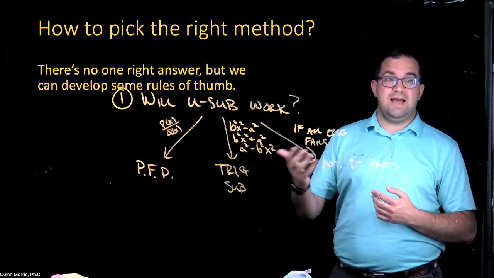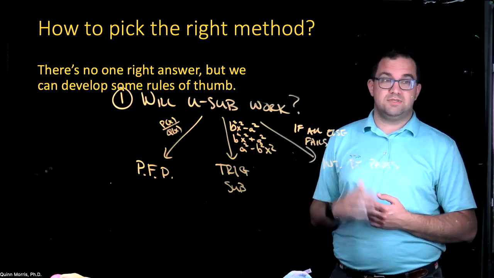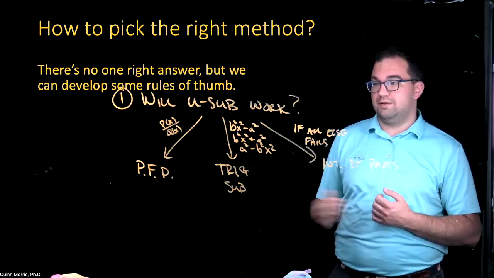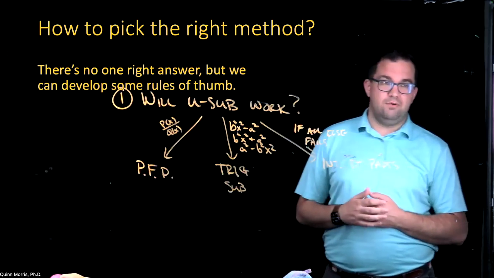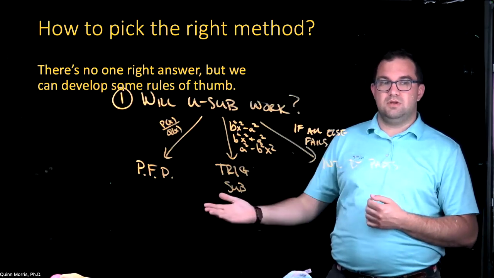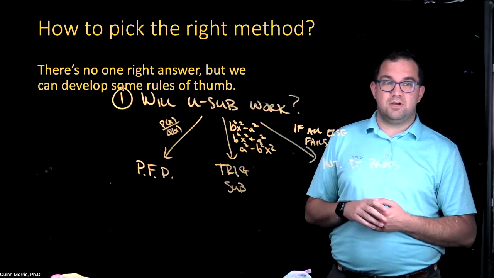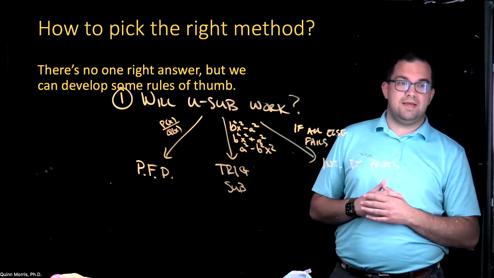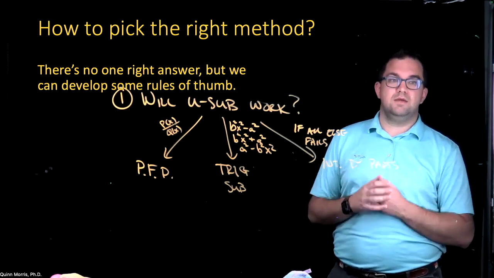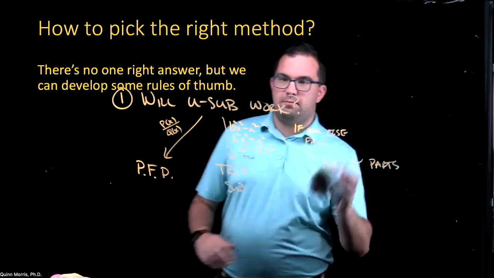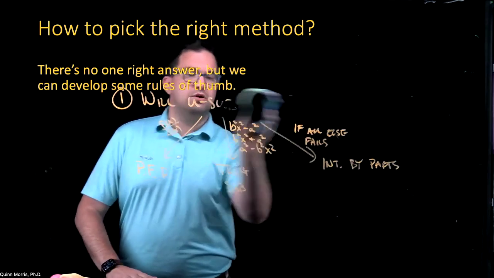So if I have the integral of x cosine of x, I'd say first, will u substitution work? No, doesn't look like it. Is it a rational function? No, x cosine of x is not a rational function. Do I see any of these special forms sitting in there? No, not in x cosine of x. All right, let me try integration by parts. Okay. So again, that's generally the thought process I work through, and that I encourage you to try and work through.